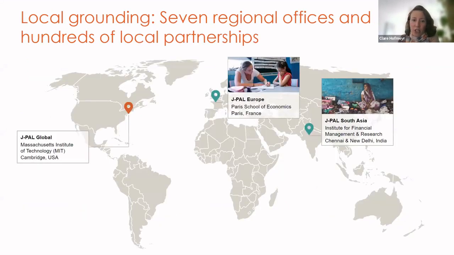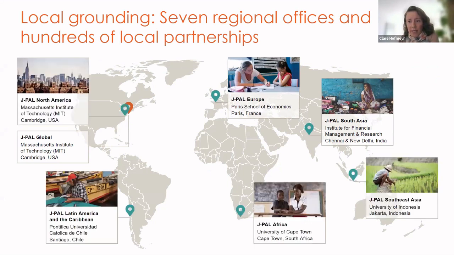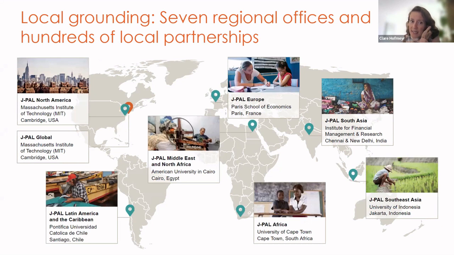There are 7 regional offices around the world, as well as our headquarters, which we refer to as global, and that's based in Cambridge in the United States. There's an office in America, focusing on work in North America. Then there's Latin America and the Caribbean, Africa, Middle East and North Africa, Europe, South Asia, and Southeast Asia. So we really do try to have a global reach and global impact. Each office is based at a university and supports work across the region in which it's based.